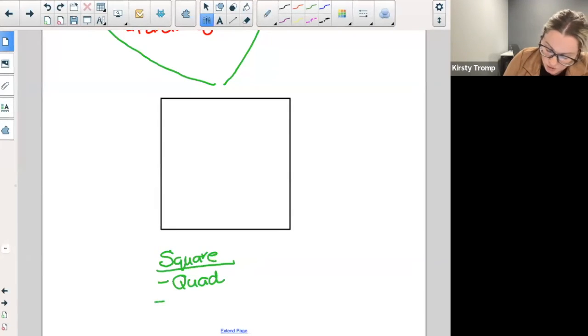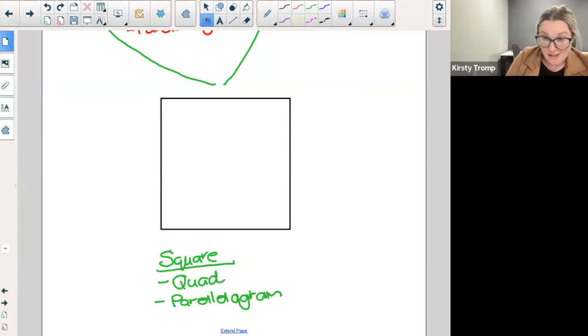A square is also a parallelogram, and we're going to go and look at all those different things. But we also know that technically a square has some of the same properties as a rectangle. So we could say that a square could also be a rectangle. So let's have a look at what all these properties now mean.